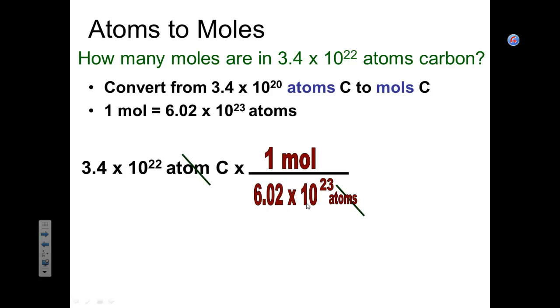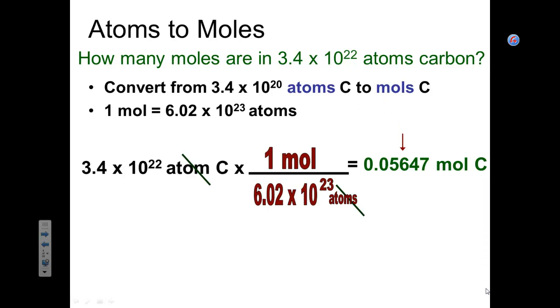And this is where that EE button will come in very handy, because I don't want to type in my calculator times 10 to the 23 unless I put this in parentheses. If I have an EE or an EXP button, I don't need to do that. So when 3.4 times 10 to the 22 is divided by 6 times 10 to the 23rd, you should get 0.05647 moles of carbon.